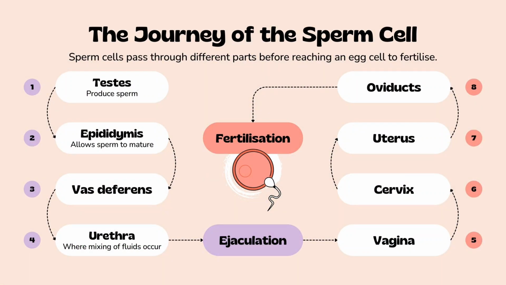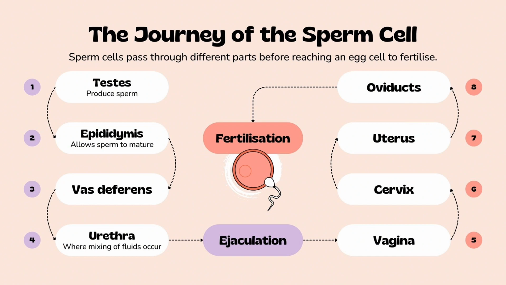The journey of the sperm cell. Sperm cells pass through different parts before reaching an egg cell to fertilize. The sperm pathway begins in the testes, which produce sperm, then to the epididymis, which allows sperm to mature, vas deferens, urethra, and then ejaculatory duct.